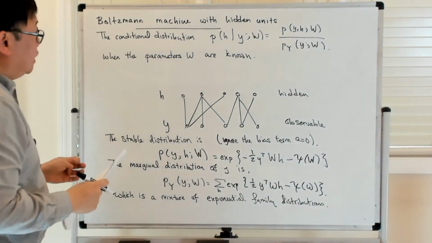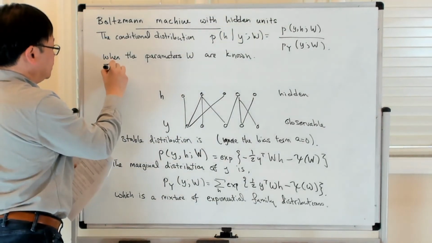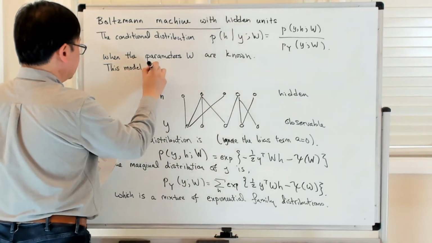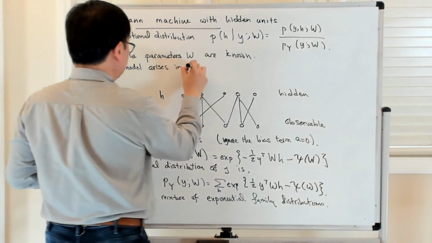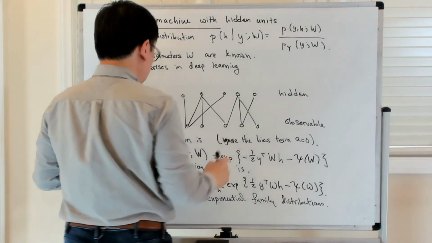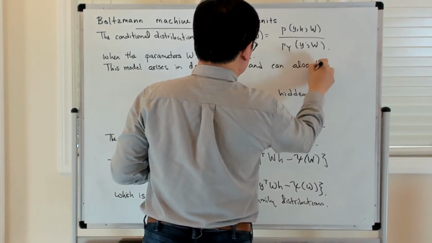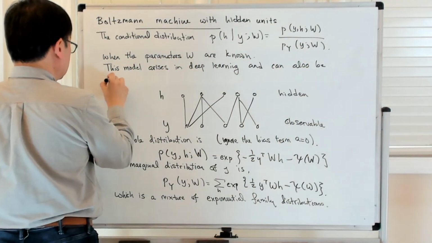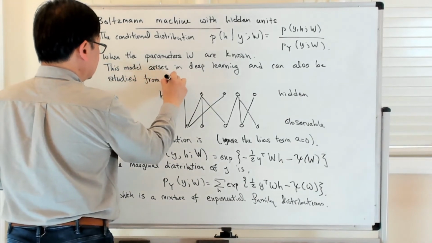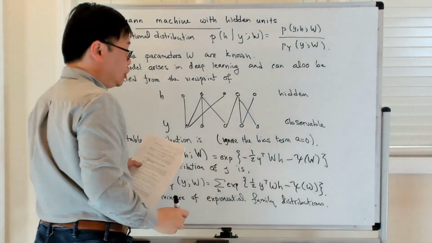Okay, and so this shows up in deep learning. This model sort of arises in deep learning, and can also be studied from the viewpoint of Bayesian information geometry.